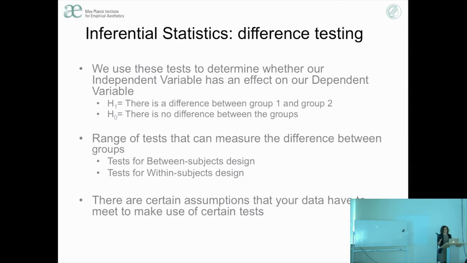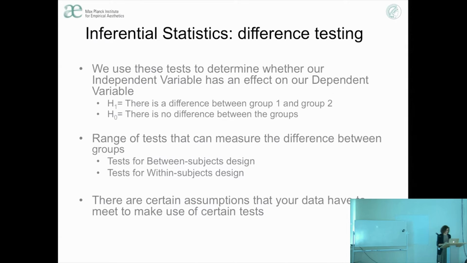Now, there's a whole range of different tests that you can use to test the significance of that difference between groups. For example, you can compare different groups of people in a between subjects design, so you would compare two different groups of people to one another. You might also be interested in differences between different times that the same group of people does something, reads a text, does a certain task, which would be the within subjects design. The choice for the right test depends on what your data looks like. For some tests, there are certain assumptions that your data needs to adhere to.